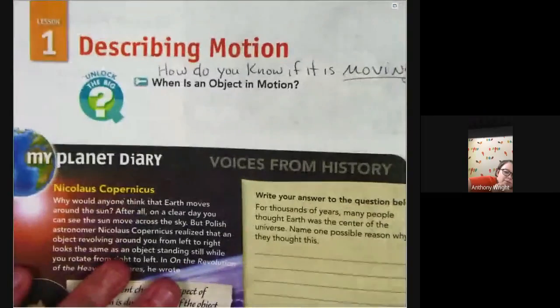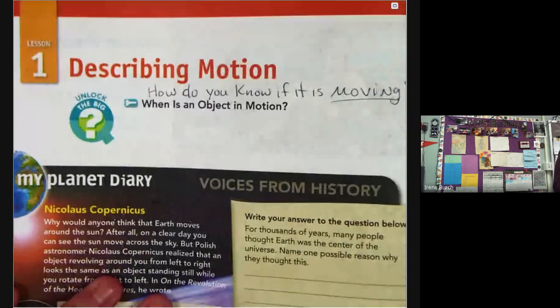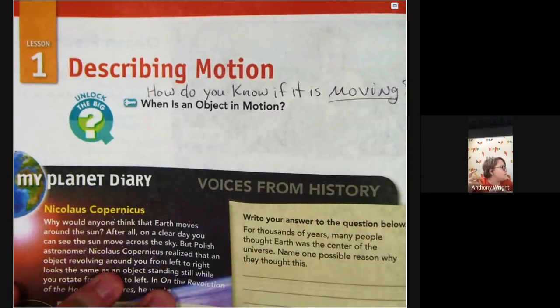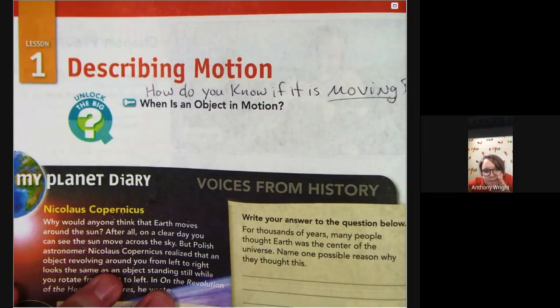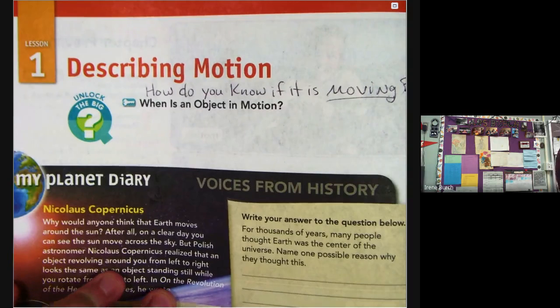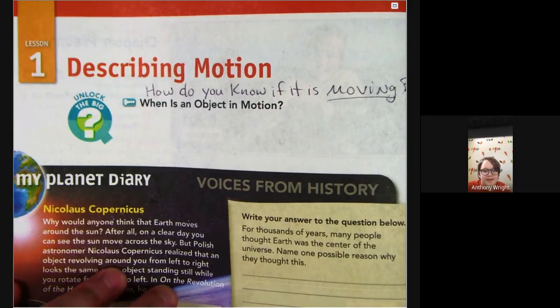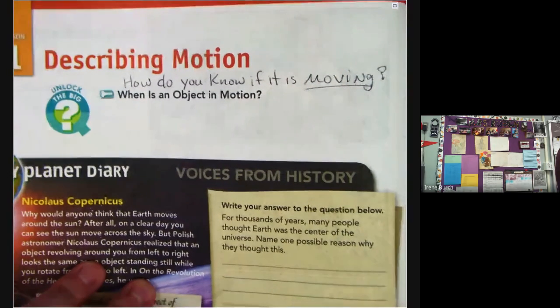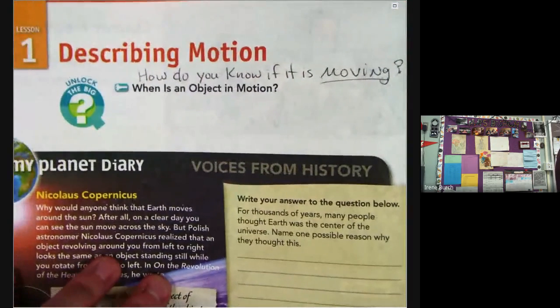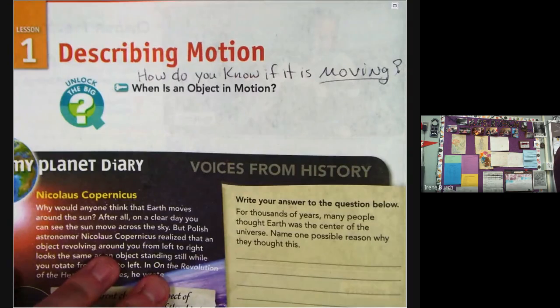So motion. Wait, hold on, Miss Birch. I don't have my textbook. I can't find it. Okay. All right. Do you have some paper? Yes, I have my paper. Yes. Okay. So whatever I'm writing down in the book, write that down on your paper and put it in your book when you find it later.